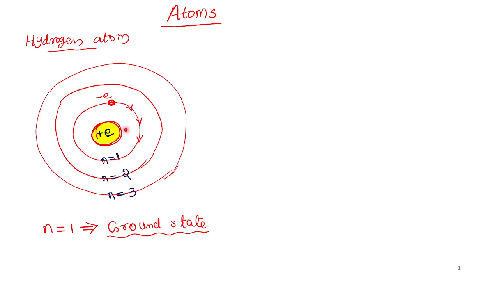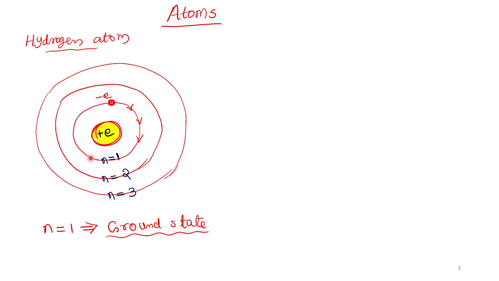And there are plenty of orbits. Understood? Clear? The orbit numbers are n equal to 1, n equal to 2, n equal to 3, 4, 5, 6, etc. There is only a single electron, but the electron will appear on one of the orbits at a time. Clear? Okay, sir. The hydrogen atom has only a single electron, but there are various orbits or energy states. Understood?